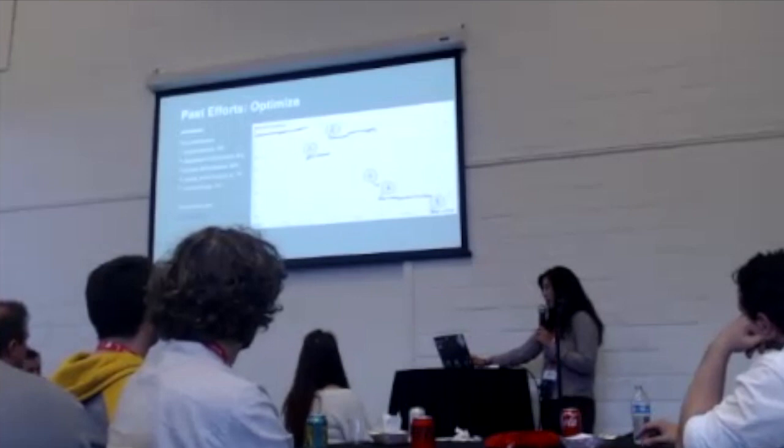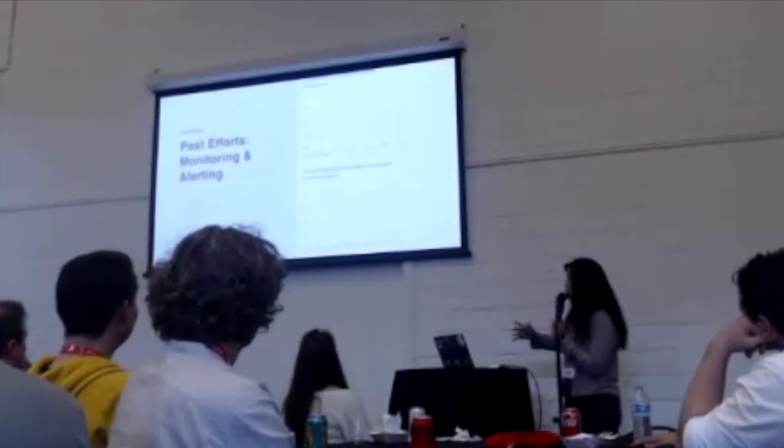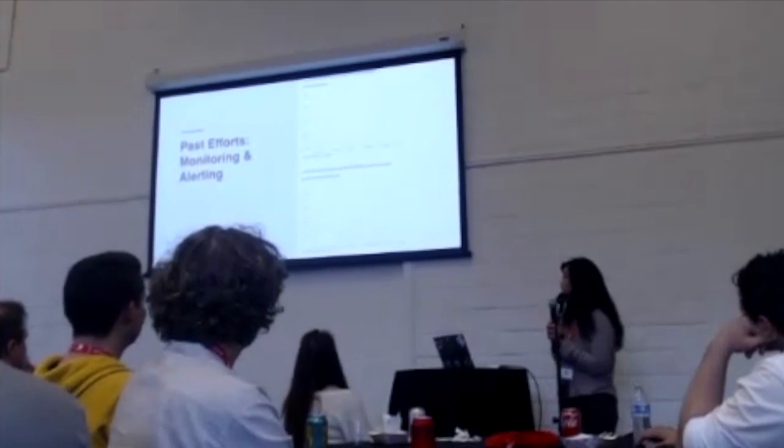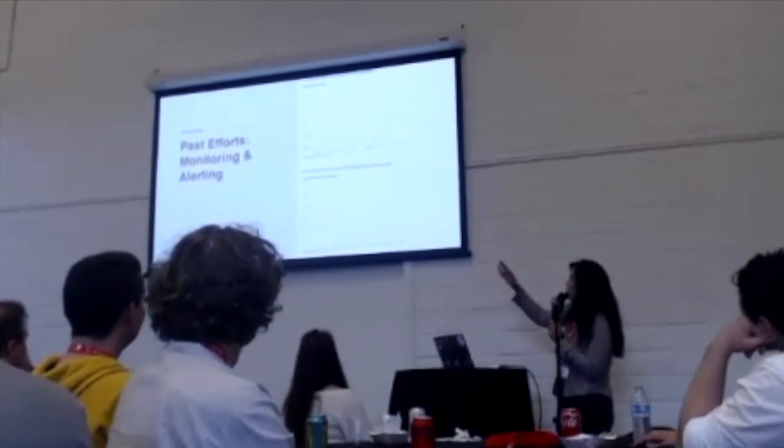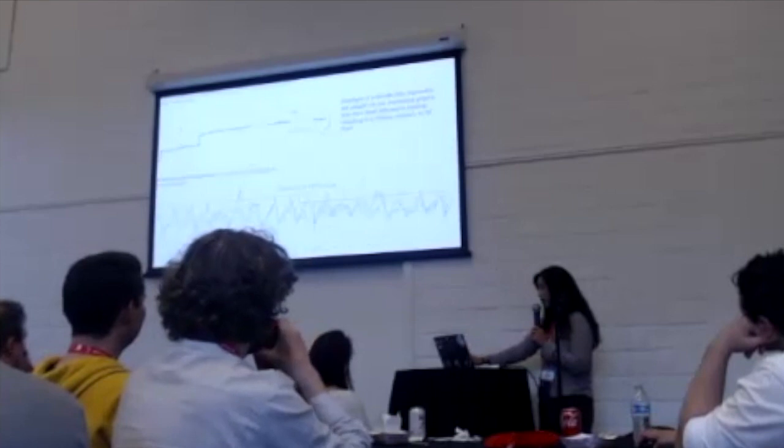We also stood up some monitoring and alerting. So these are some real-time graphs. We had these for all of our critical bundle sizes. Basically, if there was a regression, an increase in the amount of JavaScript reloading, our team would get alerted and we'd investigate it.